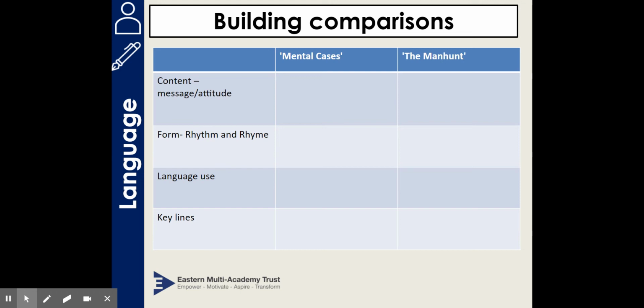So the first thing we're thinking about is, what is the message or the attitude of Wilfred Owen in Mental Cases? What's he got to say about the idea of psychological damage? And then what's the message or the attitude in The Manhunt? How is Mental Cases written? How is The Manhunt written? What's interesting about language in Mental Cases? What's interesting in The Manhunt? And then you've got a box at the bottom for key lines or quotes that really stand out from the poem to you. So again, we're going to spend about 10 minutes completing this grid, ready to start building our comparative paragraphs. Pause the video here.